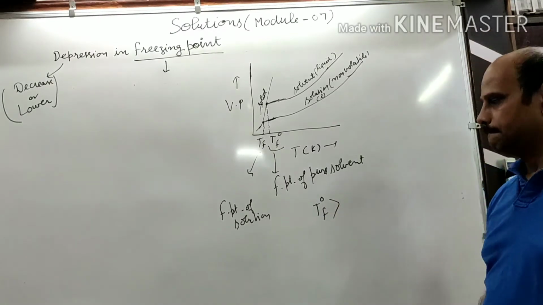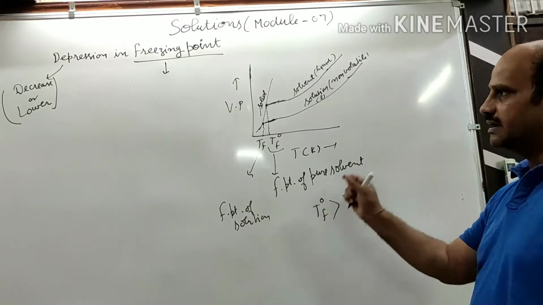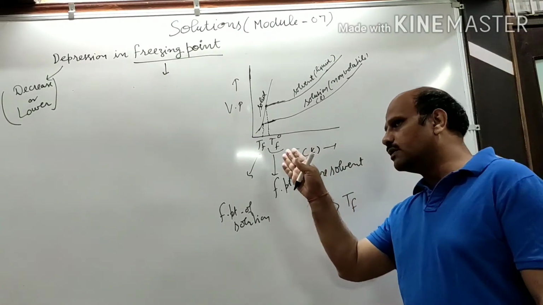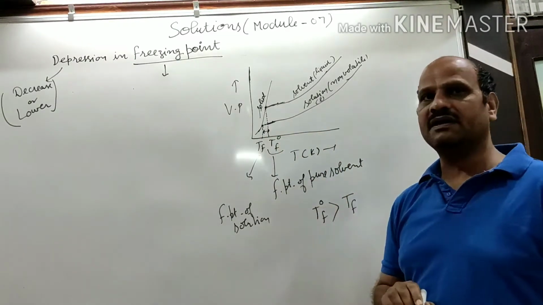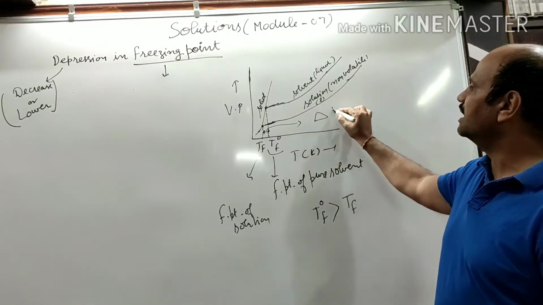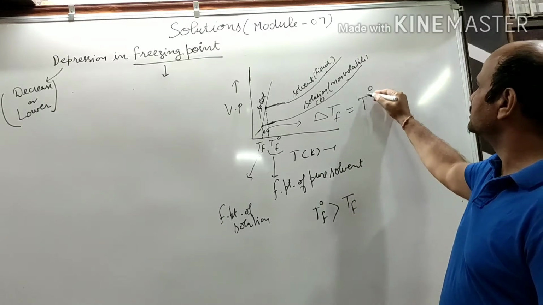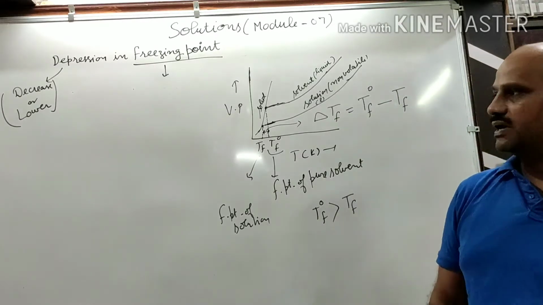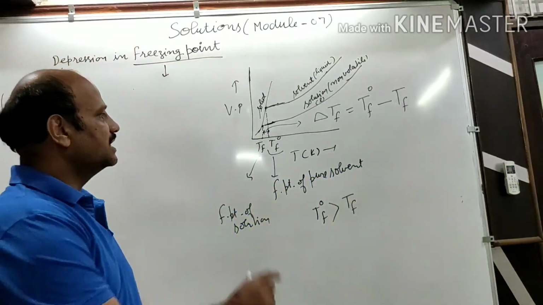Here, the freezing point of the solvent is more than the freezing point of the solution. Or you can say, by addition of non-volatile solute into liquid, freezing point goes on decreasing. Decrease means depress. And this difference, how much it decreases, is called depression in freezing point, and that is denoted by delta TF. This is the difference of the freezing point of solvent minus the freezing point of solution. I think all these points are clear to you.